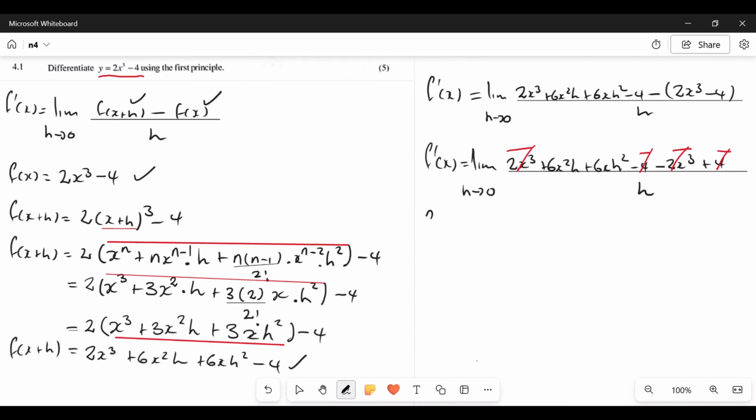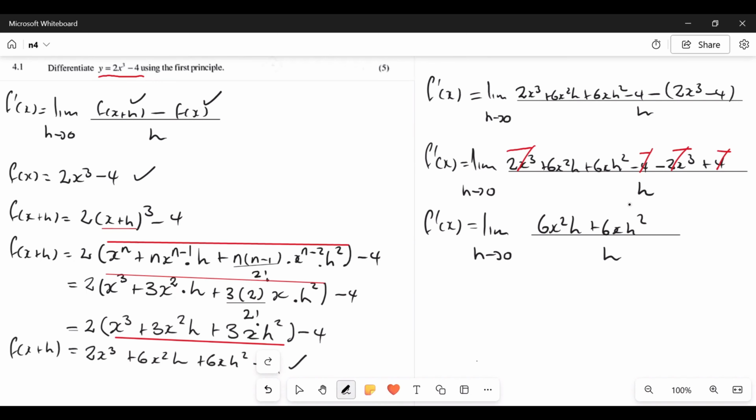So let's write f of x prime is equaling to limit h approaches 0. So what are we left with here? We are left with 6x squared h plus 6x h squared. All this is divided by h. Guys, to check whether you did the right thing on this step that we are currently in, you must be only left with terms that contain h. If it so happens that you have a term that does not contain h, you've made a mistake somewhere. Go and double check, especially here. Probably forgot to put the brackets there.